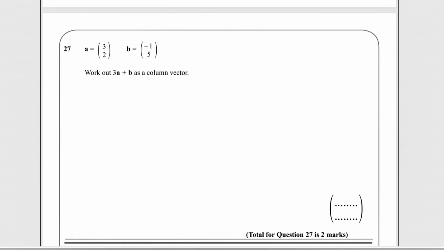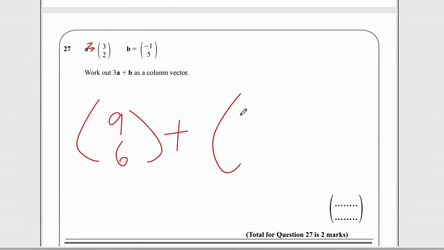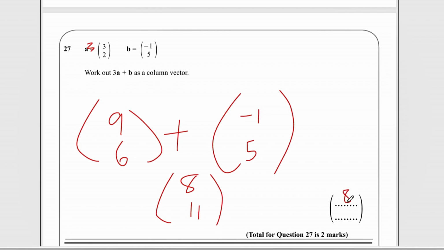Okay, so for this question, 3a plus b. This is easy. 3a means for each thing we have in a, multiply by 3. So 3 times 3 is 9. 3 times 2 is 6. Then you have this plus b. b is just negative 1 and 5. So 3a plus b will be 9 plus negative 1, which is 8, and 6 plus 5 is 11. And this will give you 8, 11 as your answer.